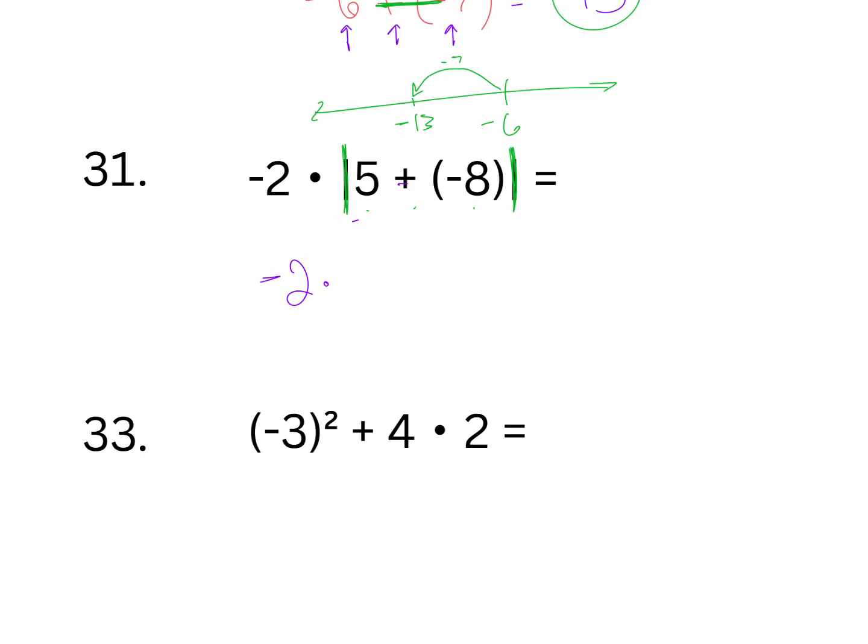5 plus negative 8, that's 5 minus 8. That's negative 3. We take the absolute value of that, and that's just 3. So our answer is negative 6.